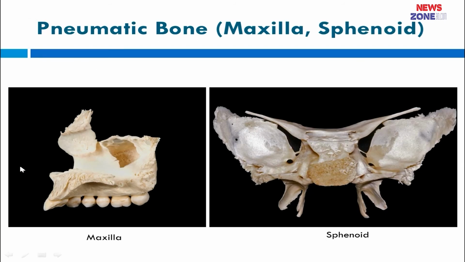Now, in this picture, we can see a maxilla, and this is the maxillary hiatus that represents the opening of the maxillary air sinus. This is the sphenoid bone. It is also having an air cavity inside it, that is called the sphenoidal air sinus. Over here it is present inside the body.